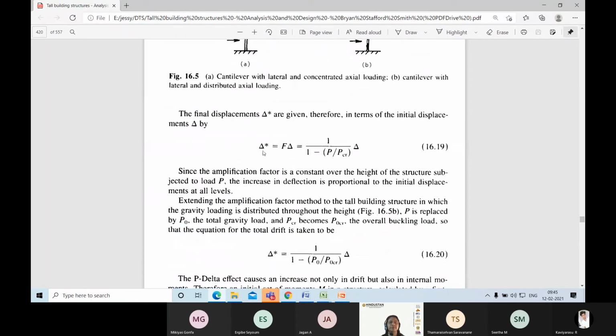So the final displacement, delta star, in terms of the initial displacement delta, is equal to F into delta. This is how we take the second order effect of the P delta effect into consideration in your analysis. The initial value of delta you can calculate using first order analysis, and that multiplied by the amplification factor will take care of the P delta effect also. Is it clear? Is it understood? Yes, ma'am.